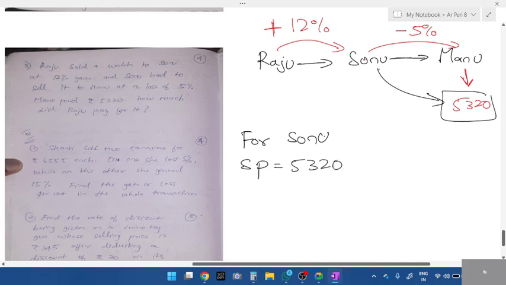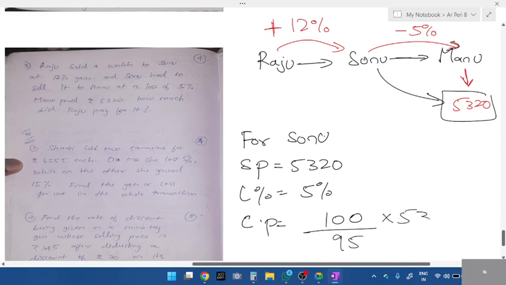See, what is Sonu doing? Is Sonu selling it or buying it from Manu? Selling it. So that is Sonu's selling price. And for how much percent is Sonu selling? Loss or profit? Look at the top one. Loss, right? Loss is equal to 5%. Selling price is given, loss is given. What can we find? Cost price. What is the formula? 100 divided by 100 minus 5 into 5,320.